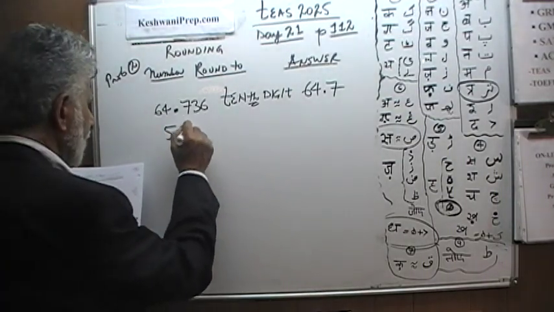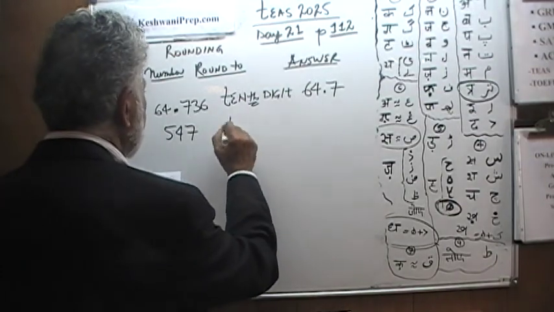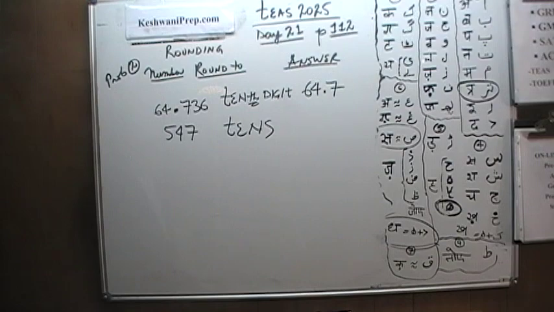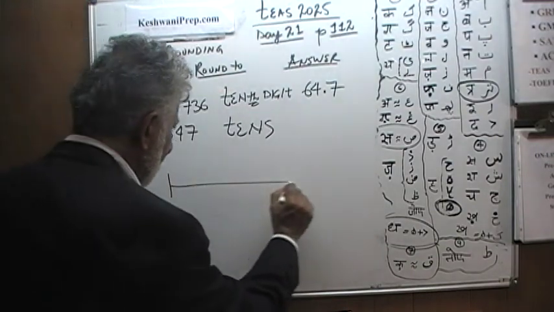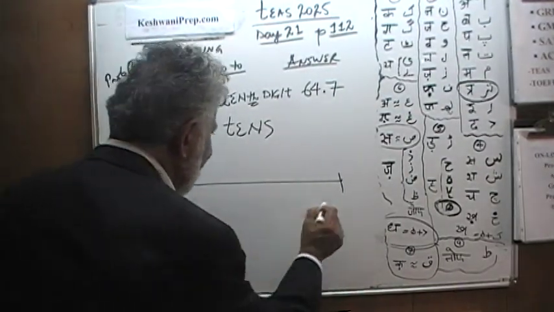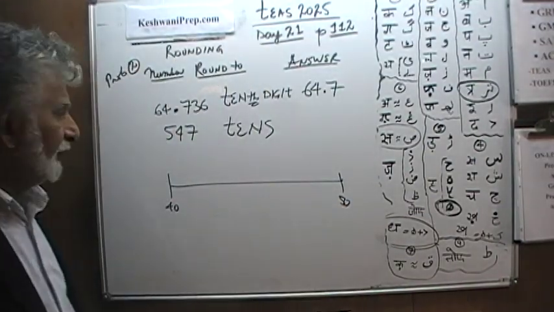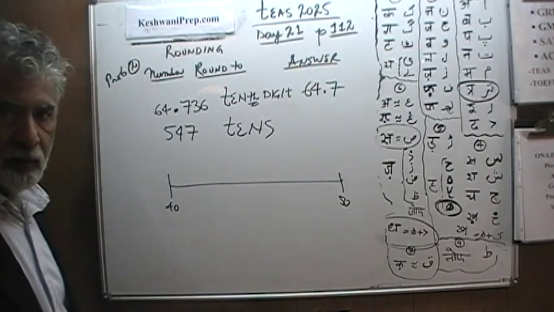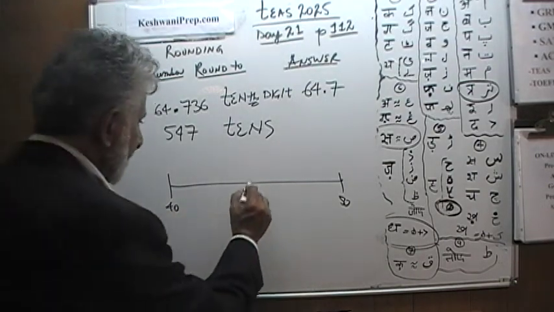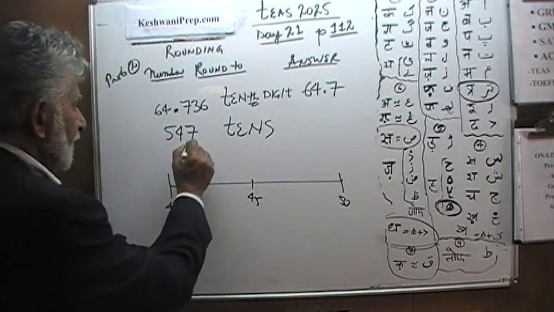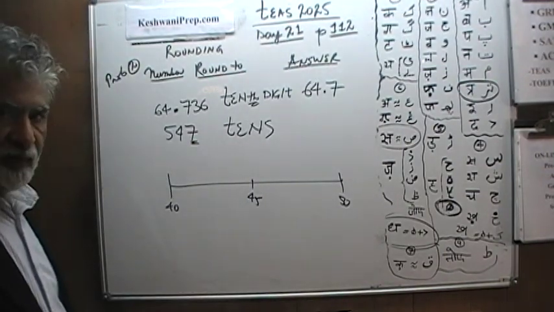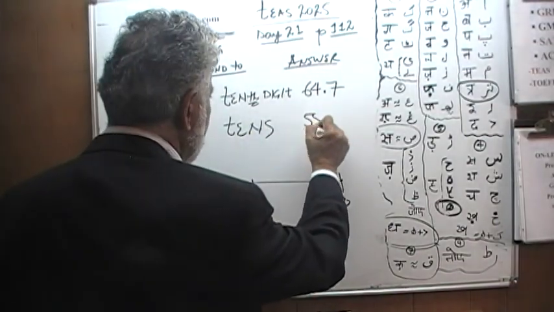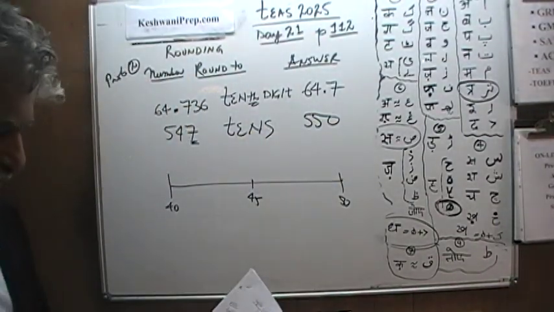547 rounding to the nearest tens. The nearest tens is 47, which means we have to look at the scale from 40 to 50 and ask ourselves, where does 47 fall? Does it fall closer to 50 or closer to 40? The halfway mark is 45. Since this is more than 5, it's closer to 50. So 547, when you round it to the nearest ten, becomes 550.